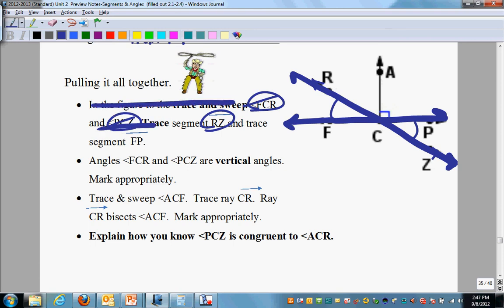I'm done with that, so I like to cross everything out. Now make note, what's a logical conclusion here? Those are vertical angles, so mark them equal. Next one. Angles FCR and PCZ are vertical angles. Mark appropriately. So FCR and PCZ are vertical. We're going to mark them. Vertical angles. Those are the bow tie angles, cat whisker angles. They're congruent.